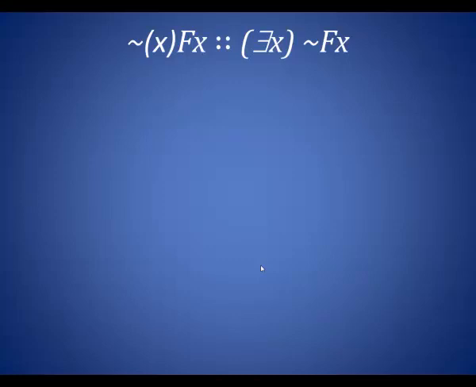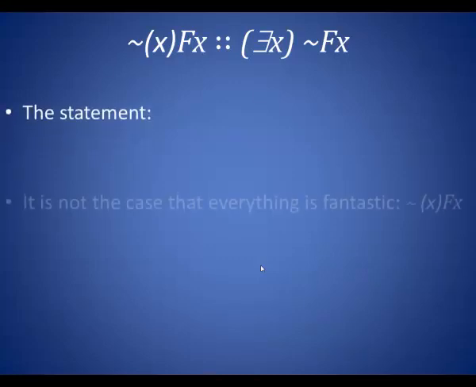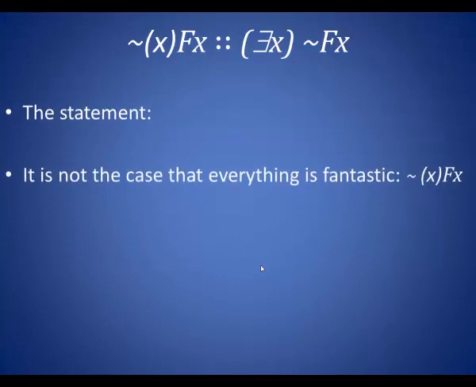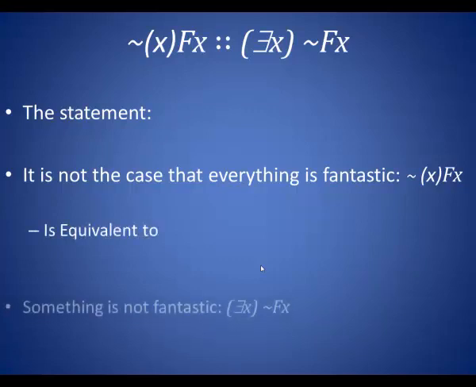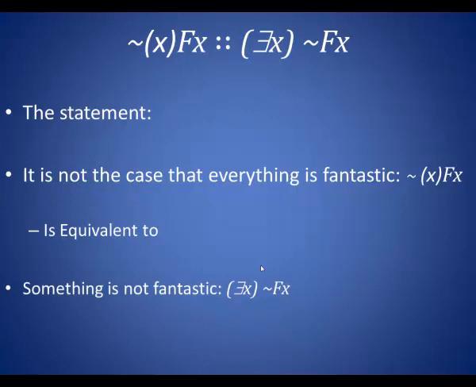So let's look at the second one. This one says it's not the case for all x that x is F is logically equivalent to there exists an x such that x is not F. So again, the statement on the left says it is not the case that everything is fantastic. And this is equivalent to the statement on the right, which says something is not fantastic. Look, there exists at least one thing in the universe that is not fantastic. What does that mean? Something is not fantastic.